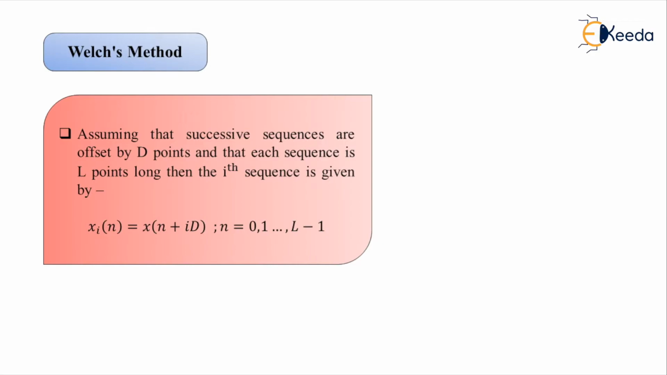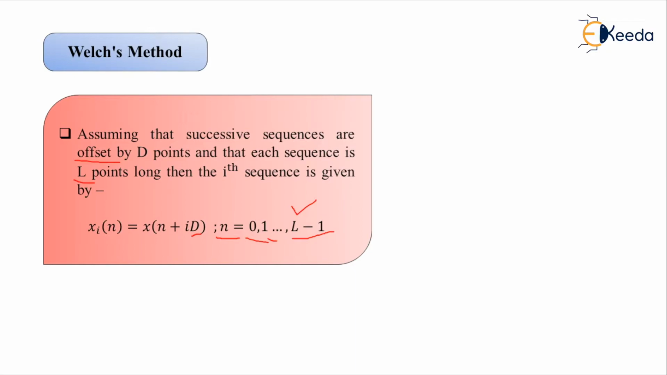Here the main role is played by the factor D, which we call the offset point, whereas the discrete time index n holds the values 0, 1, 2, and so on up to capital L minus 1, where capital L is another important factor in this representation, which is nothing but the length of the discrete time sequence.